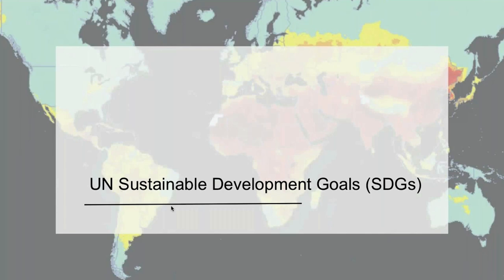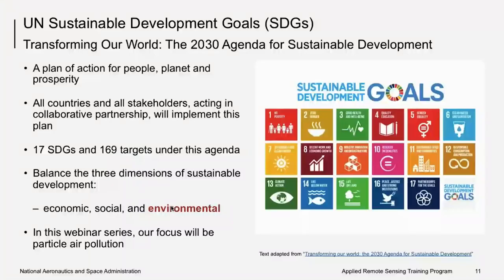Okay, so let's begin to understand what these United Nations Sustainable Development Goals are. SDGs are the United Nations' recently released goals for sustainable development by 2030. As the document describes, this is a plan of action for people, planet, and prosperity. All countries are partners in implementing Agenda 2030.